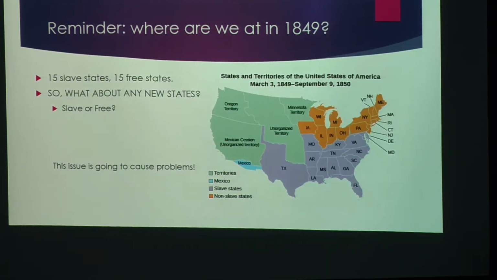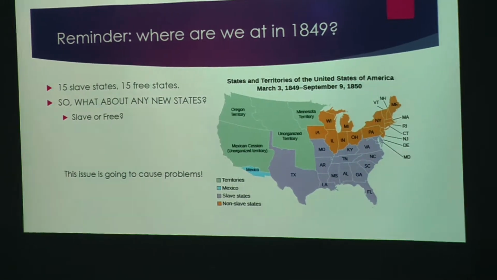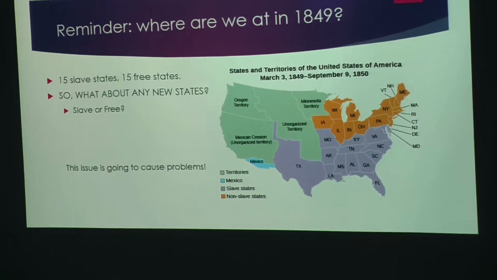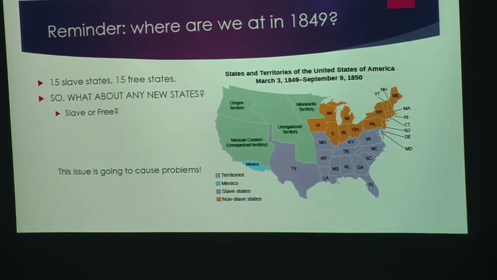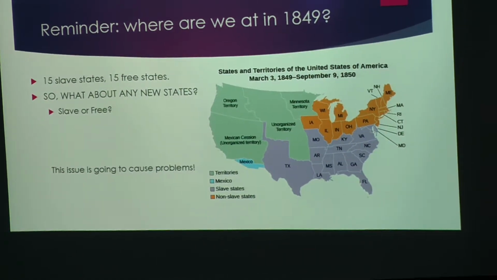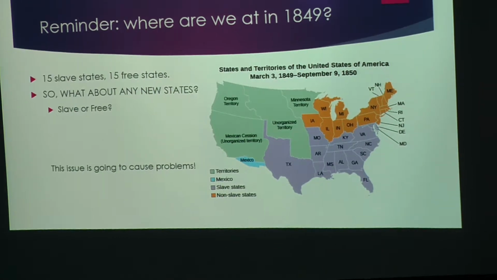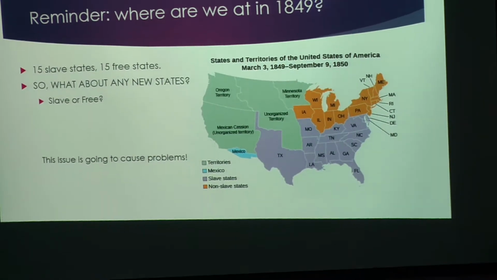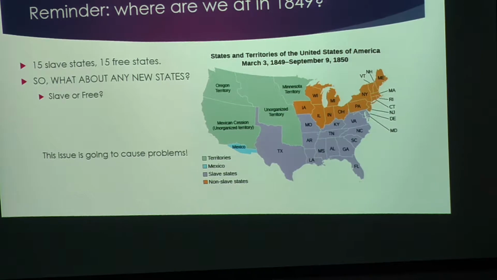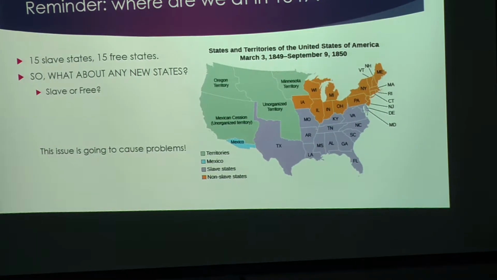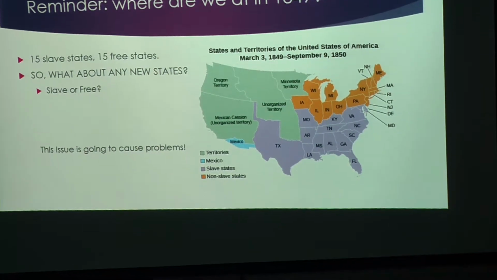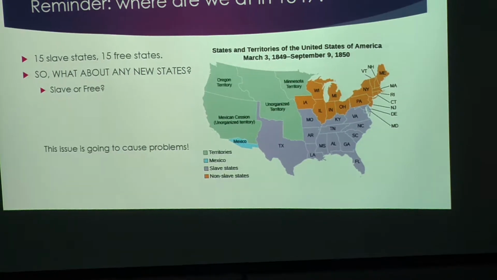Alright, coming up here in 1849, we've got 15 slave states and 15 free states. That's going to be a balance of power issue that we're eventually going to have to deal with. The free states are going to want to have more power in Congress to make laws and that sort of thing. Same thing with the slave states. Any upset in the balance of power is going to give whichever side gets more states, either slave or free, a bit of an edge.